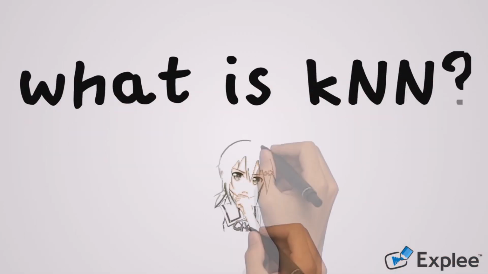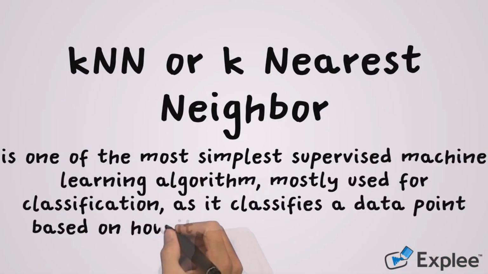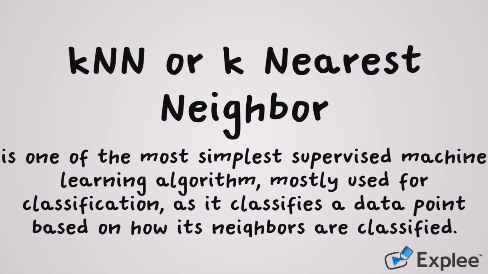So first of all, what is kNN? kNN, or k nearest neighbor, is one of the simplest supervised machine learning algorithms, mostly used for classification, as it classifies a data point based on how its neighbors are classified. So basically, in kNN, we classify the unknown factor with its nearest classified neighbor.